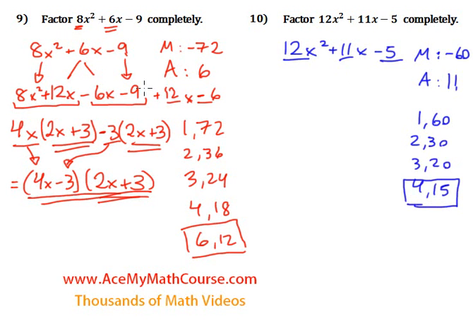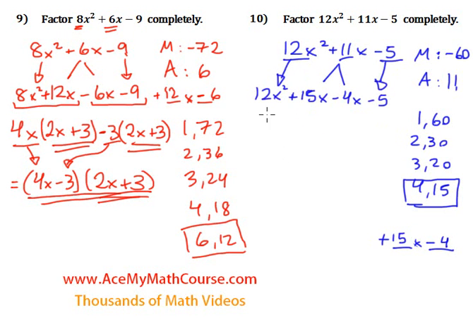Well, again, we need two numbers that multiply to negative 60. So one number needs to be positive and the other one needs to be negative. And if we have positive 15 plus negative 4, we would get 11. And positive 15 times negative 4 is negative 60. So that works. So we're going to split up the 11x into 15x minus 4x. Then I bring down the minus 5 and 12x squared.